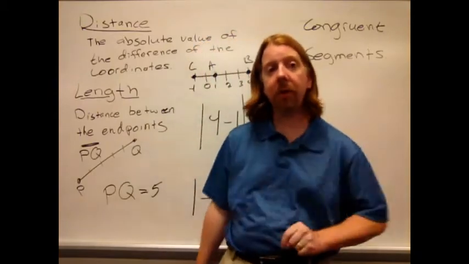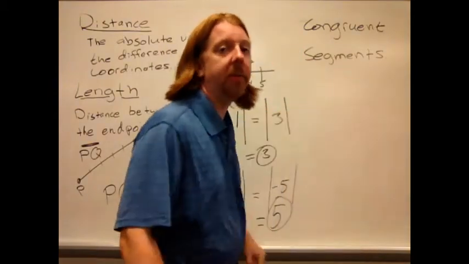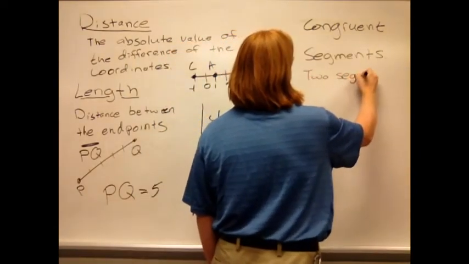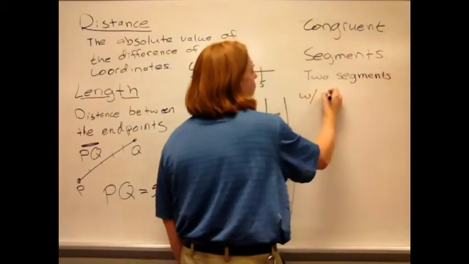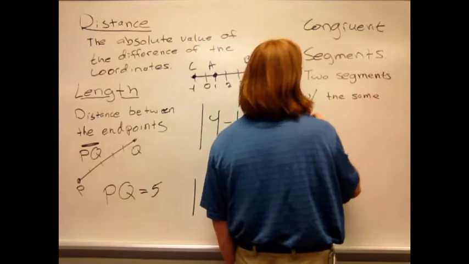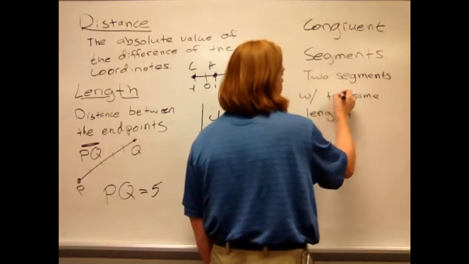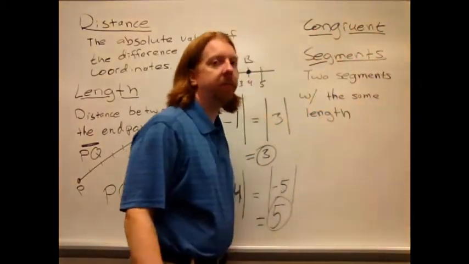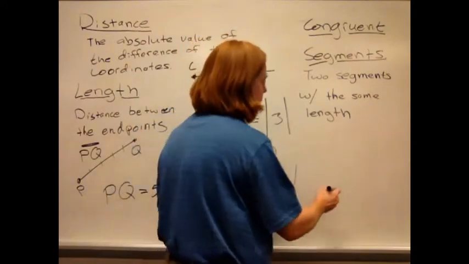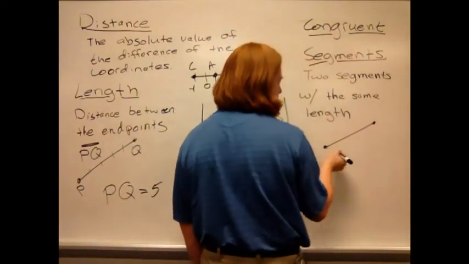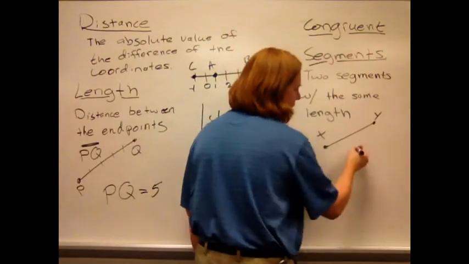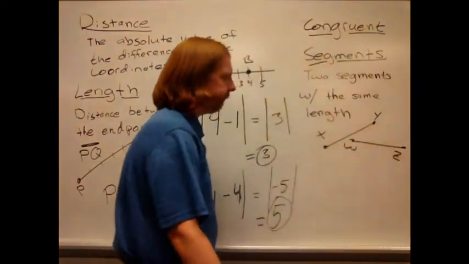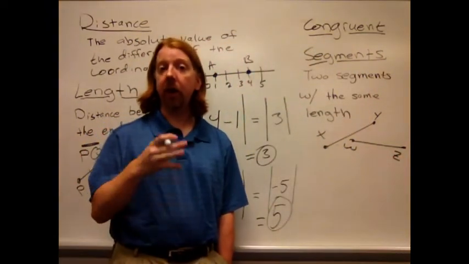Now when I talk about congruent segments, what I'm talking about are 2 segments with the same length. Congruent segments. 2 segments with the same length. Now, here's the segment. We'll call it XY. Here's a segment. We'll call it WZ. If they have the same length, I can say they are congruent.